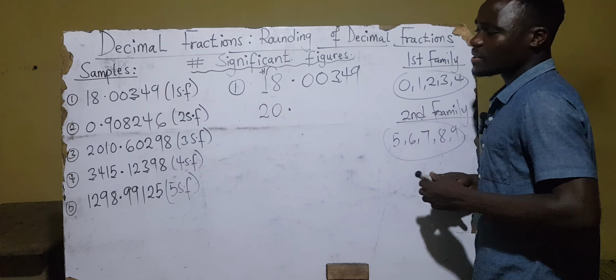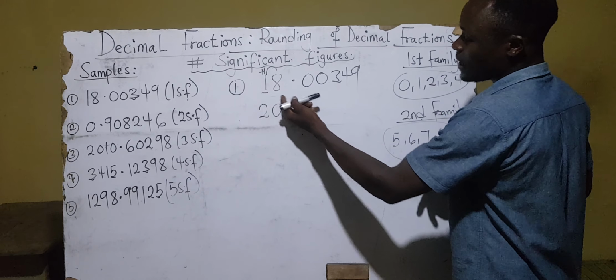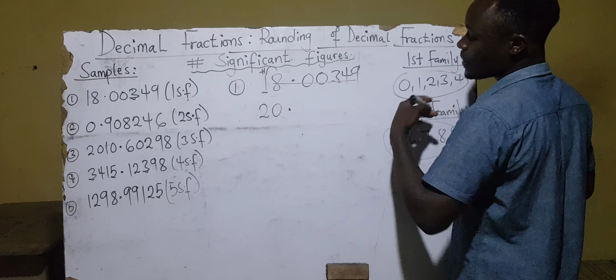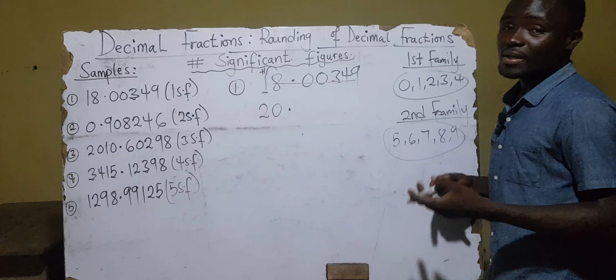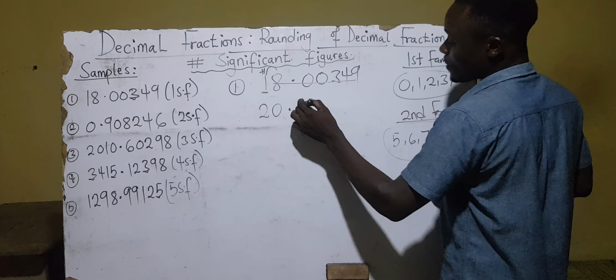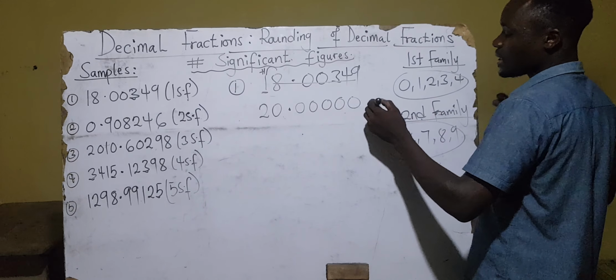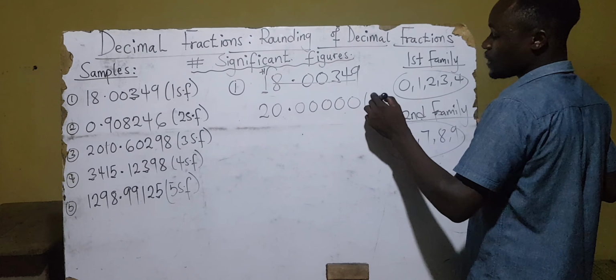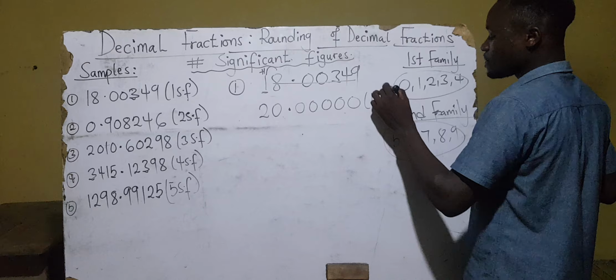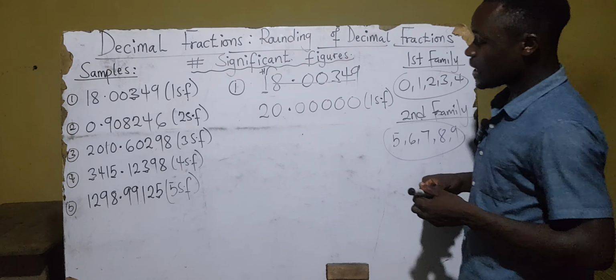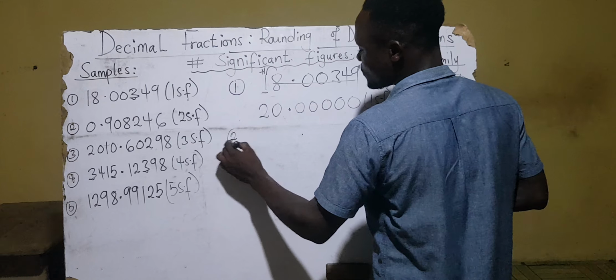I believe you are following because we are taking 1 from it, and it means all of them are going away. So all these numbers are going away, but we are going to replace them with what? Zeros. So you are going to get 0, 0, 0, 0, 0. So our answer then becomes 20.00, which is 1 SF. I believe you are following. Very good. Now let's dive into question number 2.